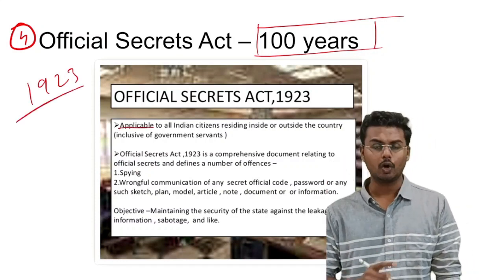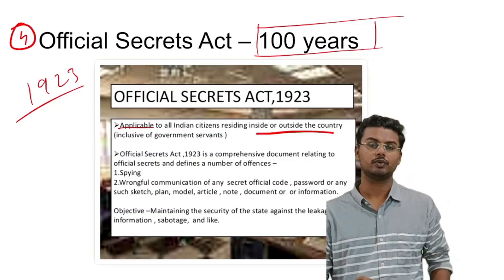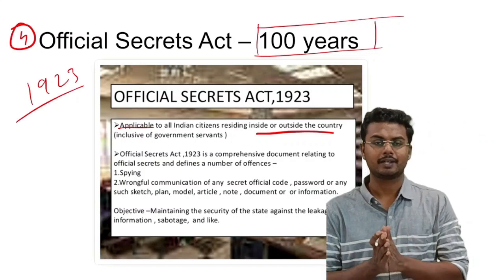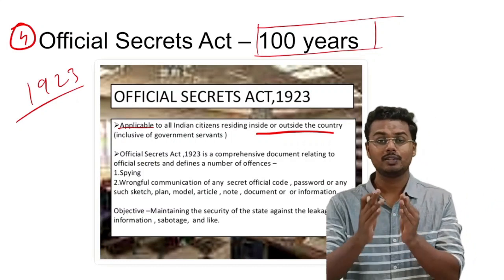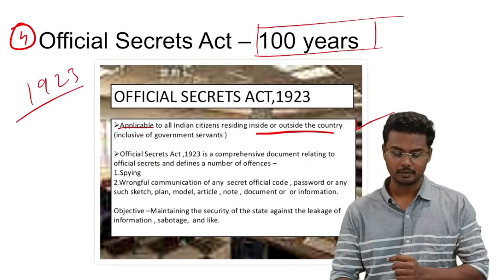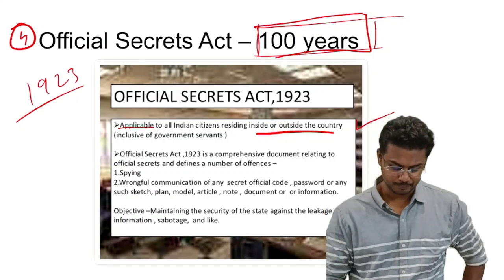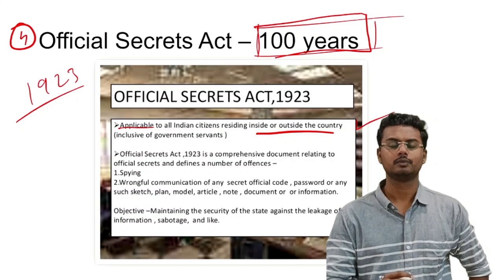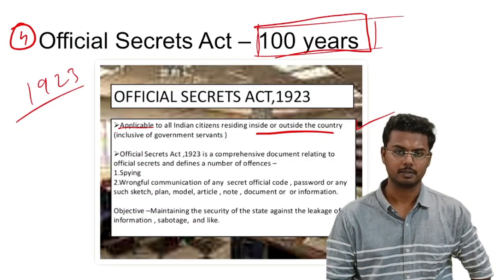It is applicable to all citizens residing inside or outside the country, inclusive of government servants. So please remember, the Official Secrets Act is applicable to all the citizens, those who are residing in India as well as those who are residing outside the country. Both are covered under this act. And why is it in the news? It has recently completed 100 years of its existence.